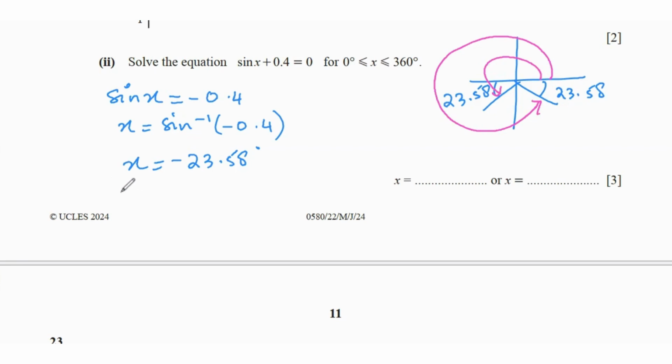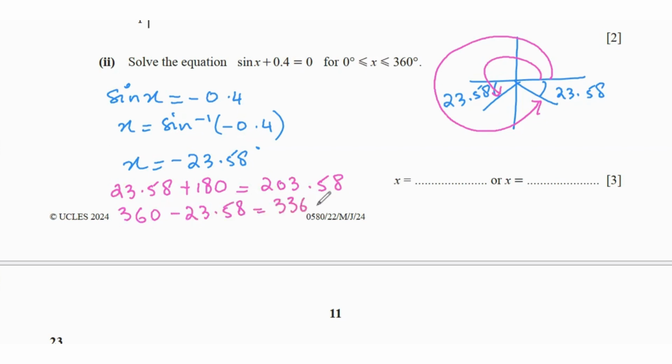So that's going to be 23.58 plus 180, which is going to give us 203.58. And then 360 minus 23.58, which is going to give us 336.42. So these are your values of x.